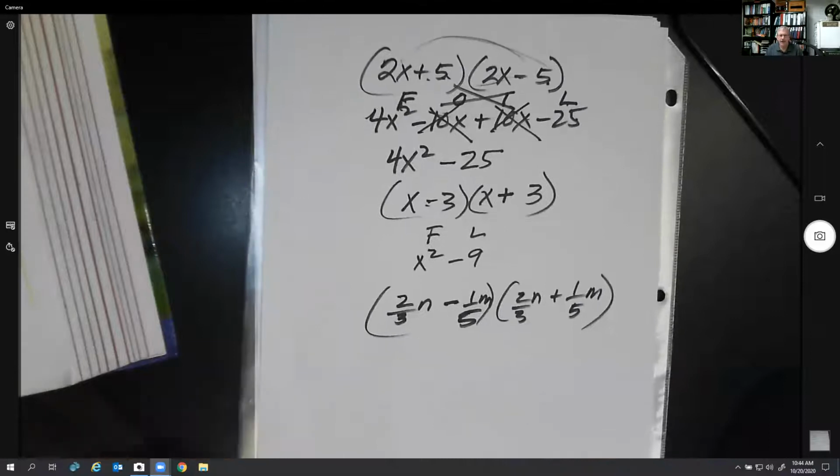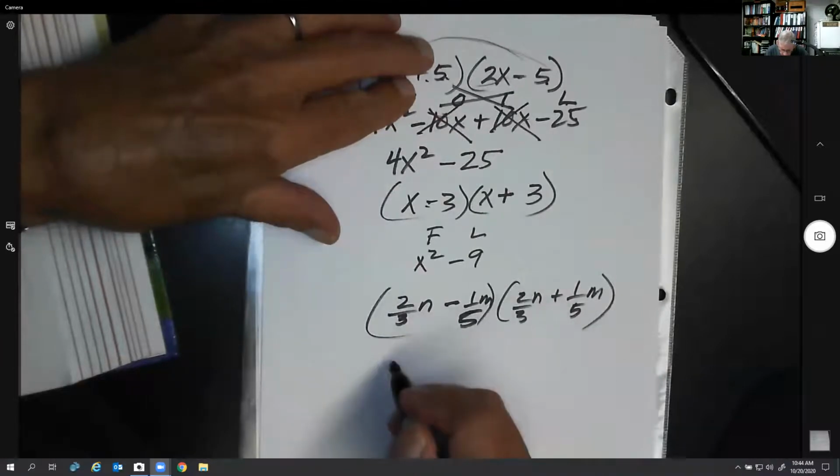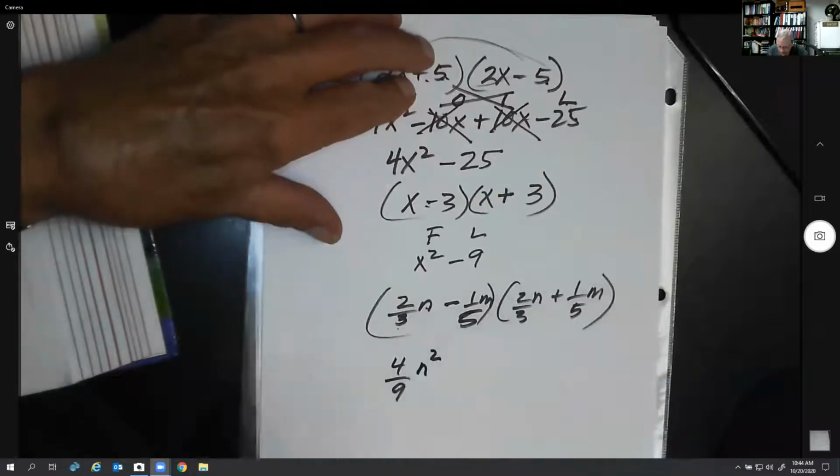Okay, who wants to do a whole FOIL on this? Because when we do first times first, that's pretty easy. 2 times 2 is 4, 3 times 3 is 9. Don't forget this is going to be a squared term to start off with.